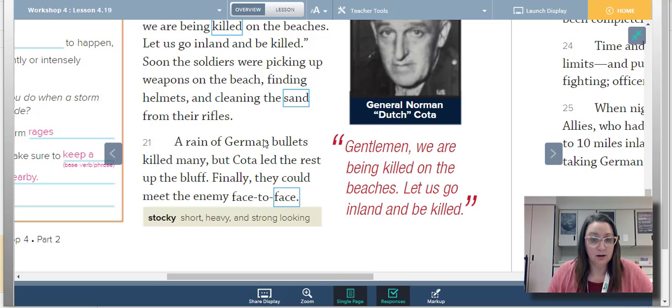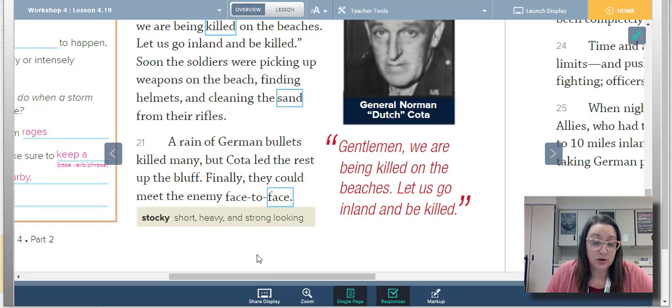Here on page 218, paragraph 21, we can read, a rain of German bullets killed many, but Coda led the rest up the bluff. Finally, they could meet the enemy face to face. If you recall from our reading on Wednesday, the Germans were on high ground and the Allies were on the low ground, and the Germans were shooting down the cliff at them. If it's raining bullets, they're comparing the shooting to a rainstorm. So were there a lot of bullets or not a lot of bullets? You can pause the video right now and answer your question.